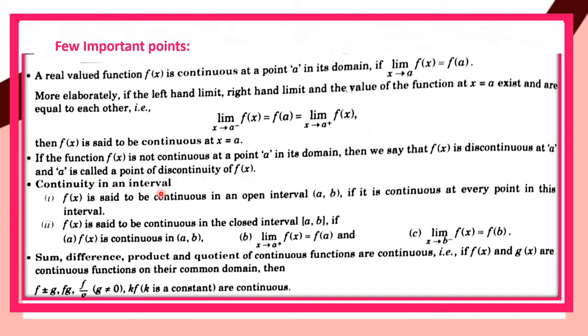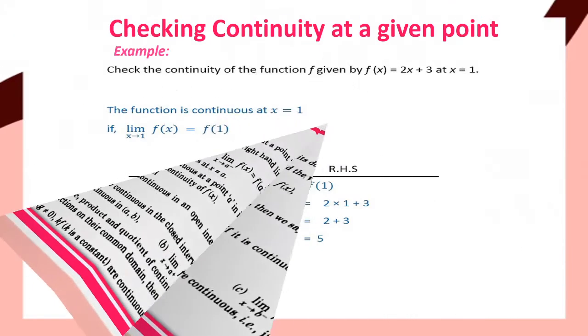If we talk about continuity in an interval, then f(x) is said to be continuous in open interval if it is continuous at every point in this interval. If we talk about closed interval, then first, f(x) is continuous in open interval. Second, limit x tends to a plus f(x) is equal to f(a). And third, limit x tends to b minus f(x) equal to f(b). Sum, difference, product and quotient of continuous functions are also continuous.